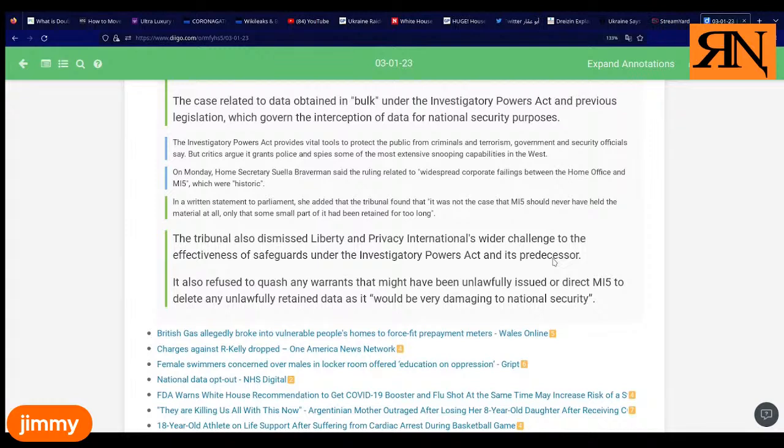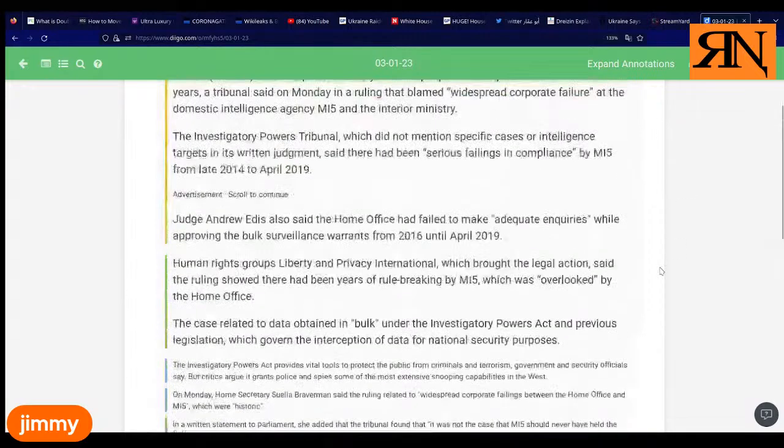And it also refused to quash any warrants that might have been unlawfully issued or direct MI5 to delete any unlawfully retained data, as it would be very damaging to national security. I know, it'd be terrible.